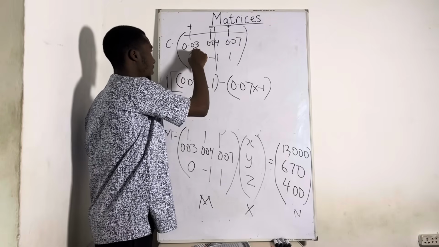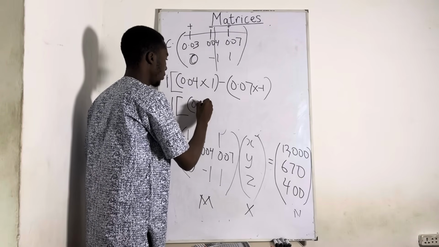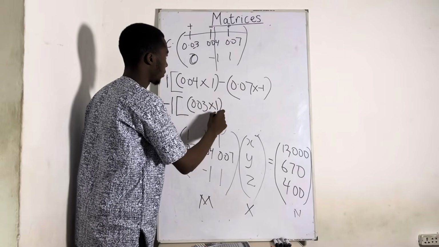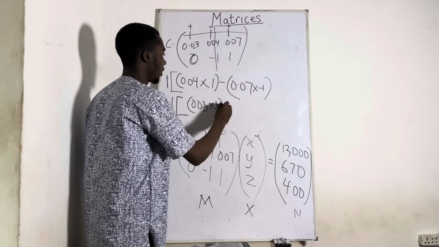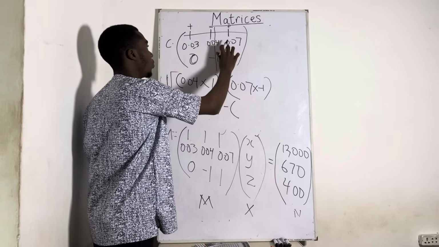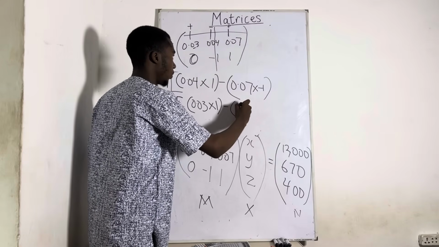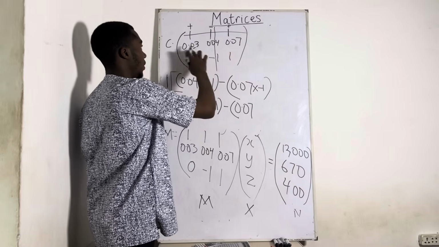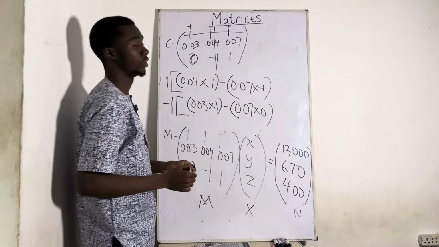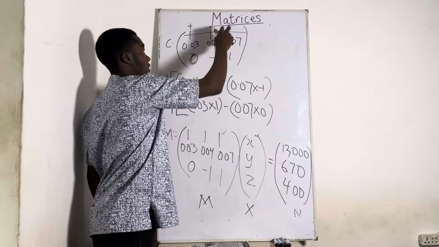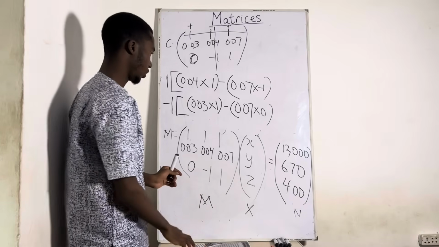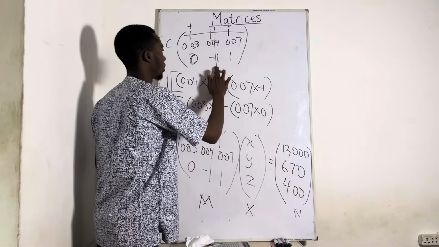So 0.03 times the 1, minus into brackets 0.07, minus 0.07 times the 0 times 0. Do you get it? Then you take it for the last one, which is the positive 1. So the ones at the top, they are the ones going to be multiplying what is at the down. You get it? So now let me clean the line.